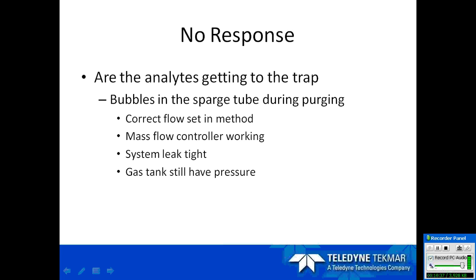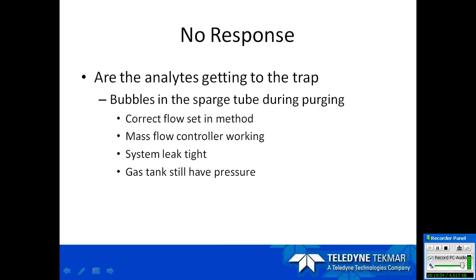Then after you make sure the system is leak tight, the next step is to make sure your flows are set correctly in your method. Typical US EPA methods are 40 mils a minute for 11 minutes. That's the standard flow that most everybody uses. And make sure that will help.